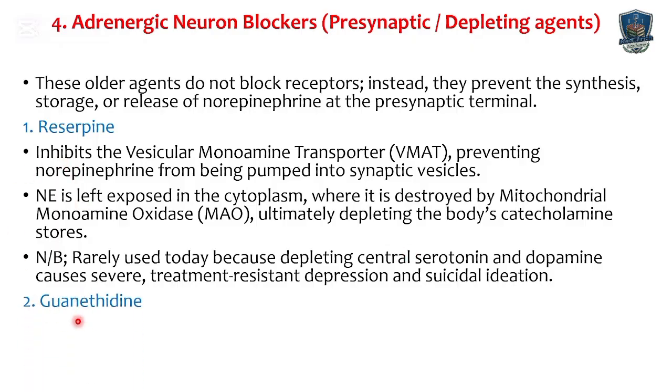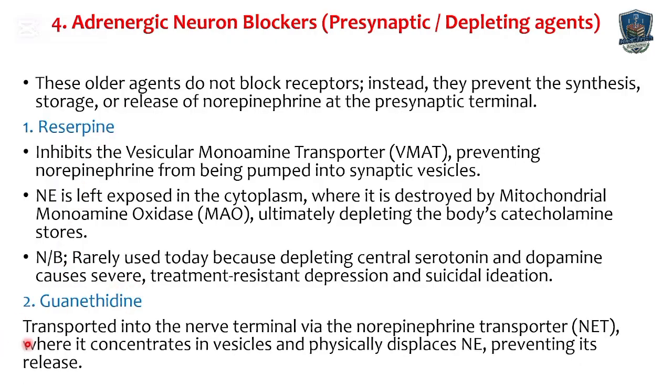Another drug that falls under this category is guanethidine. This drug is transported into the nerve terminal via the norepinephrine transporter, where it concentrates in vesicles and physically displaces norepinephrine, preventing its release. So this drug also works against the release of norepinephrine. These two drugs, reserpine and guanethidine, don't act on the receptors. They basically prevent the release of the catecholamines, the norepinephrine.